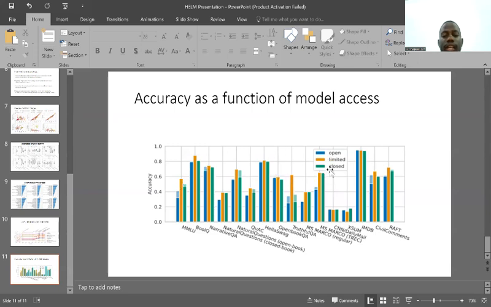And then they were followed by the closed models, which are private, which performed next in line via accuracy, and then models which were open performed lowest via accuracy. So here we have a formula which says that models which have limited access gave the highest accuracy, and then closed models gave the second highest accuracy, and then open models gave the lowest accuracy.